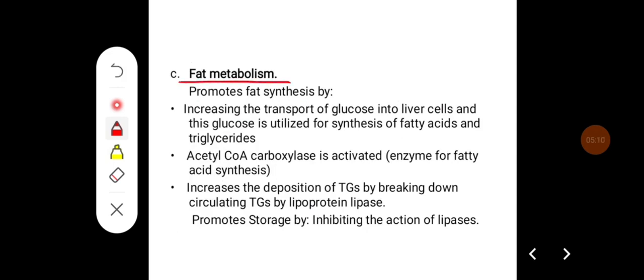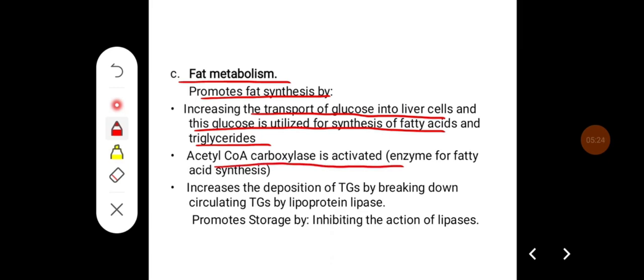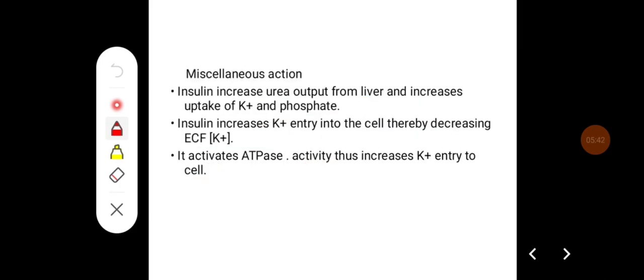Its effect on fat metabolism: it promotes fat synthesis by increasing the transport of glucose into liver cells, and this glucose is utilized for the synthesis of fatty acids and triglycerides. Acetyl-CoA carboxylase, the enzyme required for fatty acid synthesis, is activated by insulin. Insulin increases the deposition of triglycerides by breaking down the circulating triglycerides by lipoprotein lipase. It promotes the storage of fats by inhibiting the action of lipases.